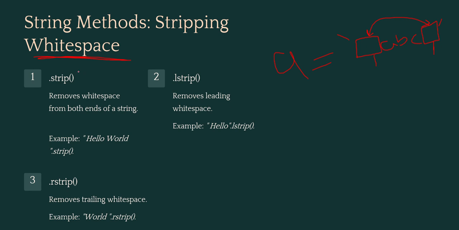So what is the strip function basically? The strip function will remove the white spaces from both ends of the string, this space as well and this space as well, and provide ABC only as output on screen.